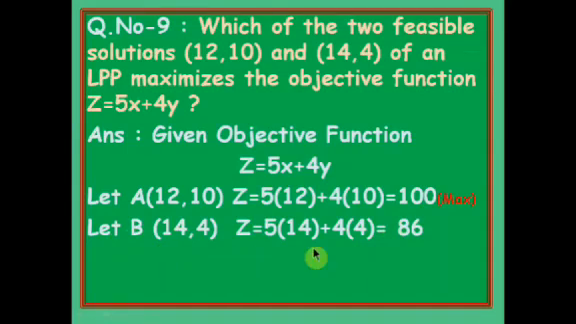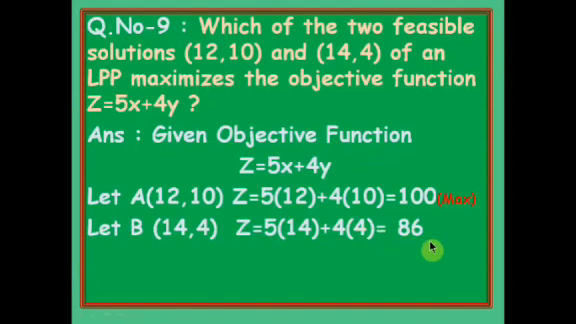And here in case of B, z equal to 5 as it is, in place of x 14. Look at the cursor and understand. Plus 4 as it is, and in place of y, 4 has been substituted. Here 14 multiplied by 5 is 70, plus 4 multiplied by 4 is equal to 16. 70 plus 16 is equal to 86.